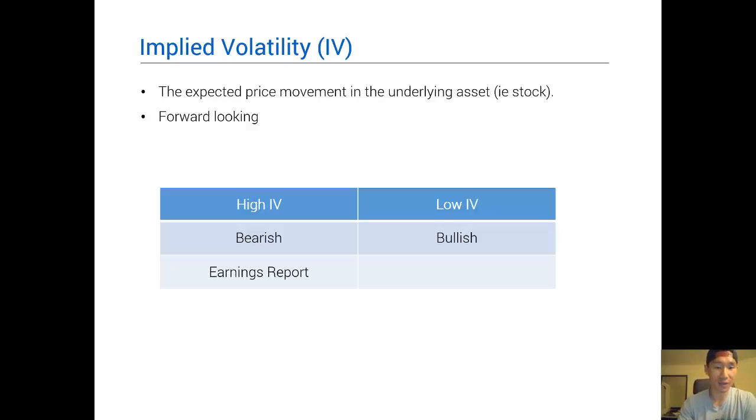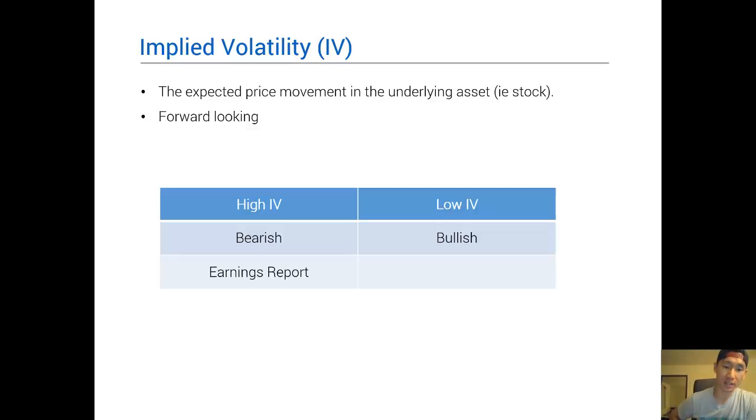Times of high IV, or times of high price movements, is during a bearish market. During those times, you'll see price move down much faster, rather than in bullish markets where it is a low IV and prices tend to go up steady and slow, while it tends to fall fast in a bearish market.